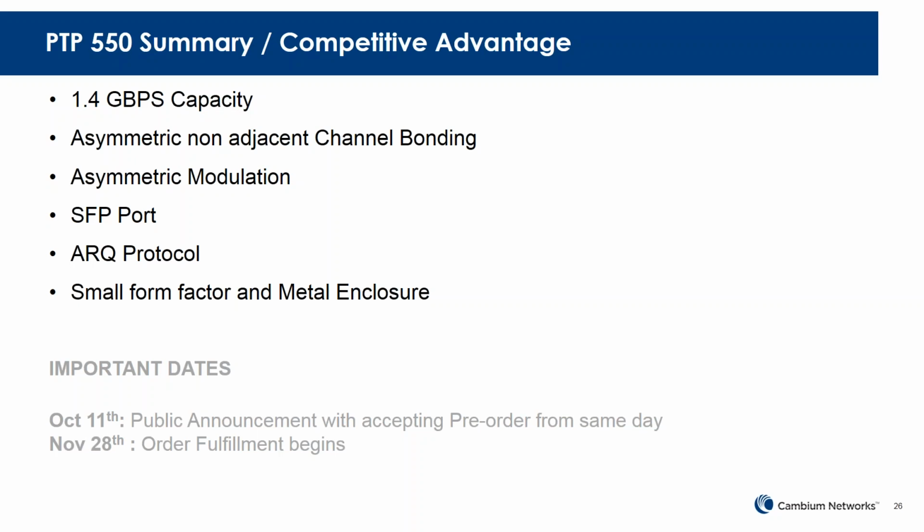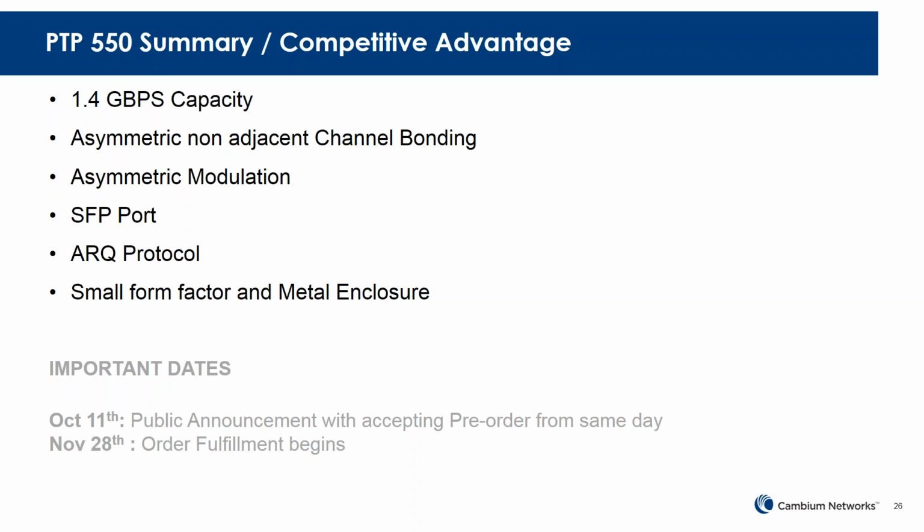Secondly, we do support asymmetric non-adjacent channel bonding, which means you have two channels which are not the same size, which are not on the same band, but are, for example, 5.1 and 5.8, which each have 20 and 40 megahertz channels. We support asymmetric modulation because each band has its own interference ratio. Each band is not the same, so we support asymmetric modulation for each of the channels independent of each other.